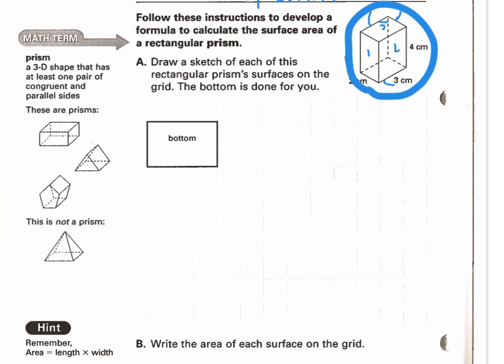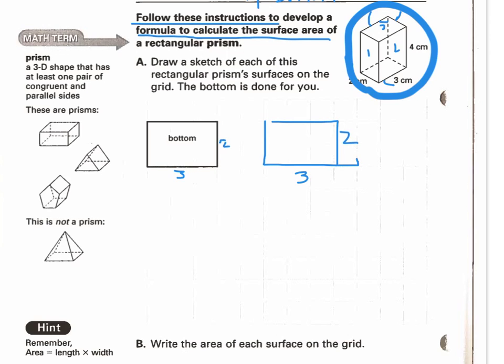Now we're going to use the following instructions to develop a formula that will help us calculate the surface area of the rectangular prism. So first, we're going to draw a sketch of all of the surfaces on the grid. The first one is done. We have the bottom, which is 3 squares by 2. We also have the top, which is the same. It is also 3 by 2.